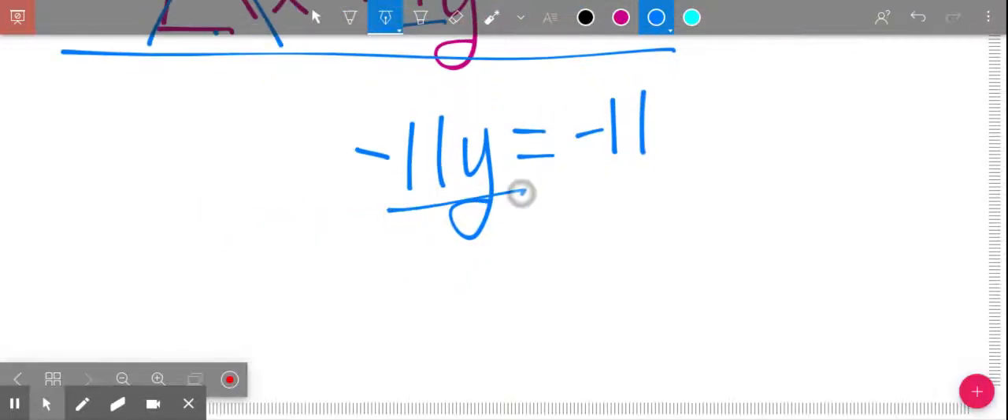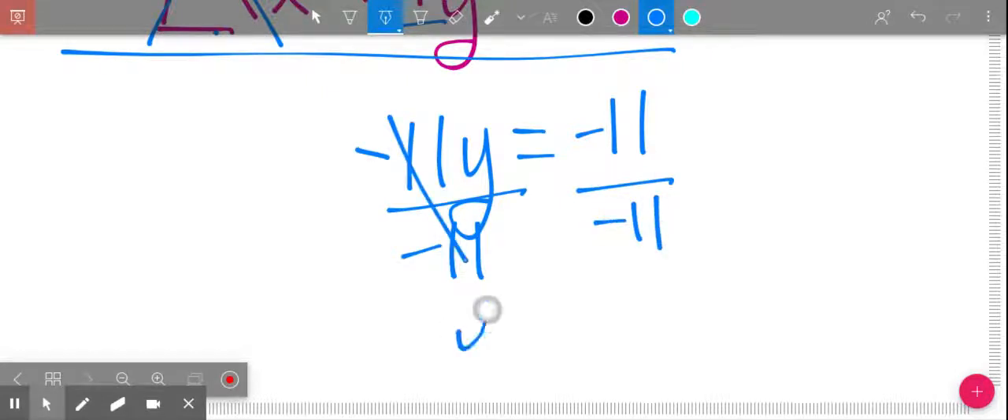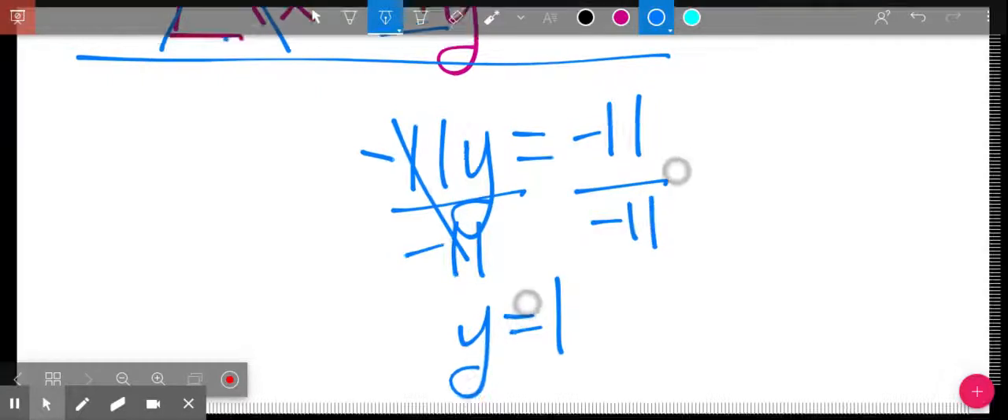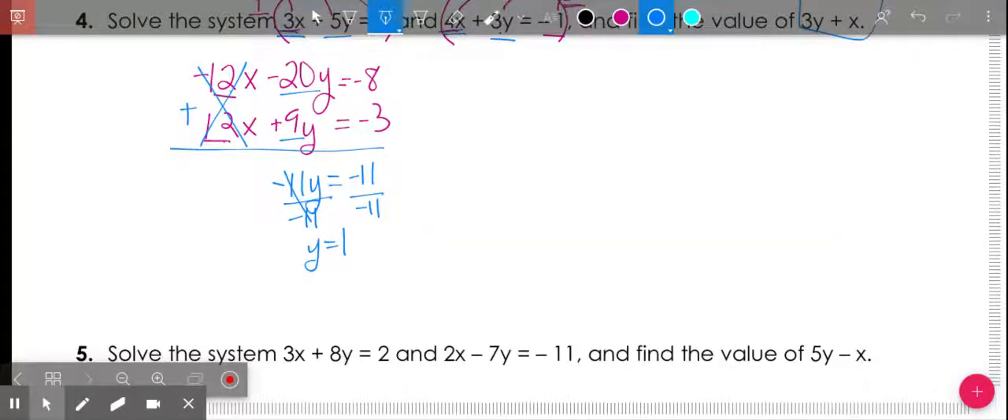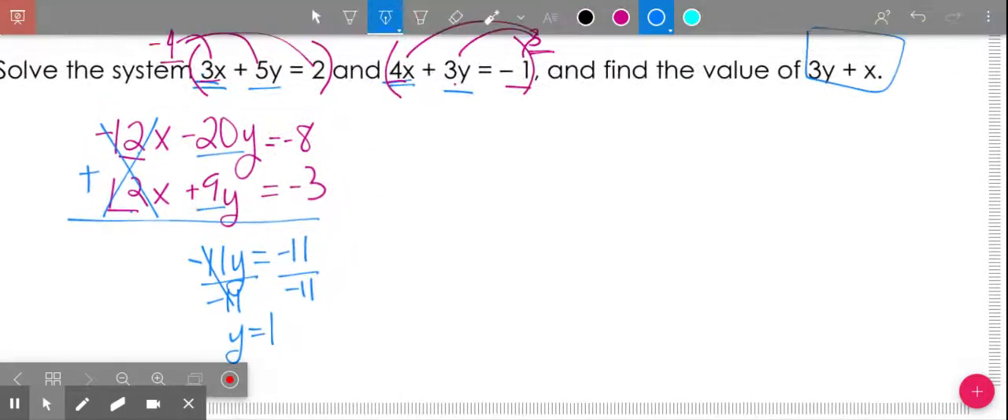We're going to divide out the -11s. And I'll have y is equal to -11 divided by -11 gives me 1. So notice we solved for y that time. See, it doesn't matter what you cancel out first, just as long as something cancels. So from here, we've got our y. Now we're going to plug this back in. You always want to plug back into one of your original equations, just in case you made a mistake somewhere.